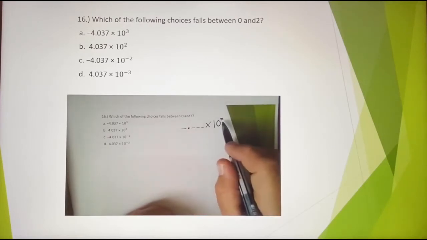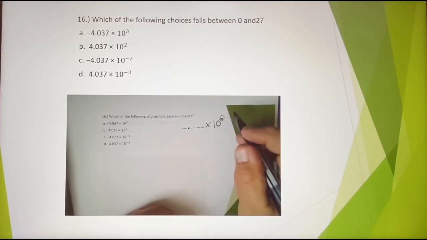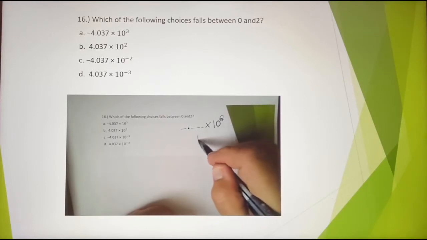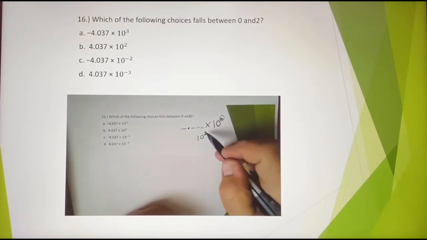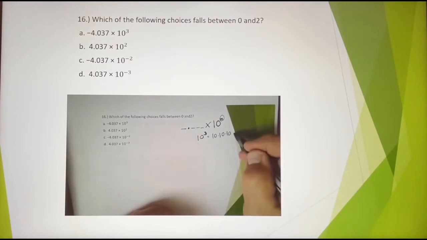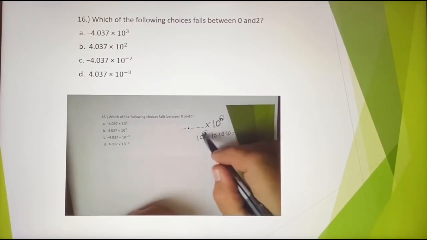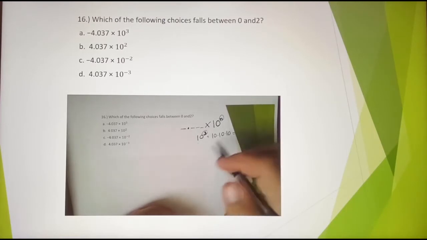Now, let's think about our exponents for a second. If this is a positive exponent, for example, let's say it's 10 to the third. This is not telling you 10 times 3. This is telling you multiply 10 by itself 3 times. Right? 10 times 10 times 10 is going to be 1,000. So if it's a positive exponent, it's going to be a very, very large number.